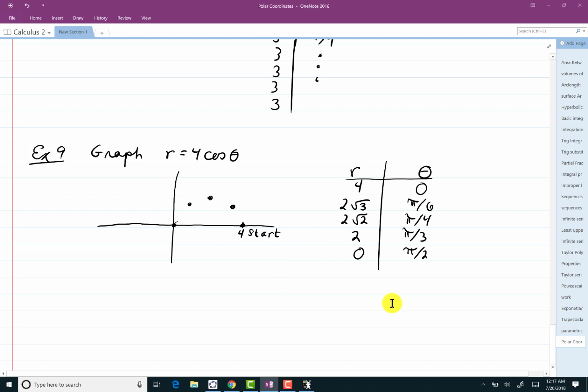You do the rest of these at all the angles that you know, fill in your r values, but here's what you're going to find out that you get. I know it's rough, but you actually get a circle whose center is at (2, 0). Not 2, theta. (2, 0).